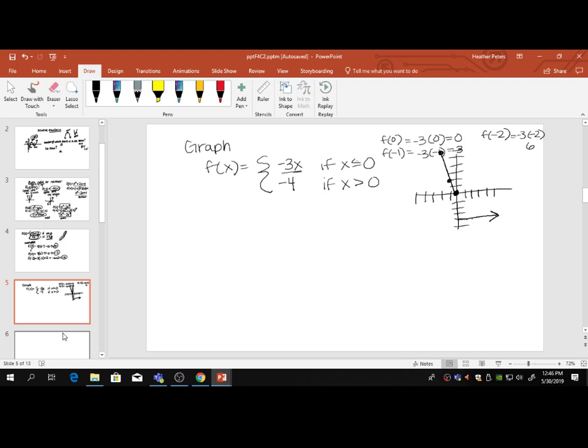Now, if I ended here at 0, I have to start here at 0. But I also want to show that it's not equal to 0 there. So I'm actually going to put an open circle there to show that it does not include 0, but it includes everything above 0. Okay, so that would be the graph.